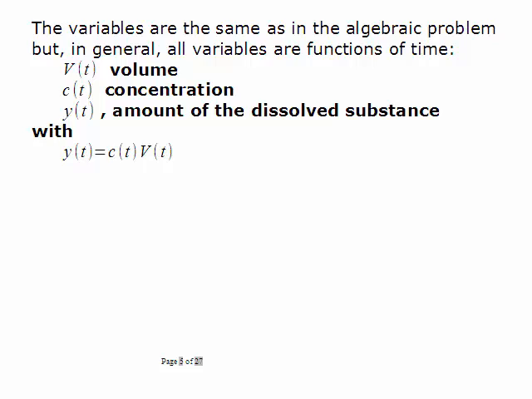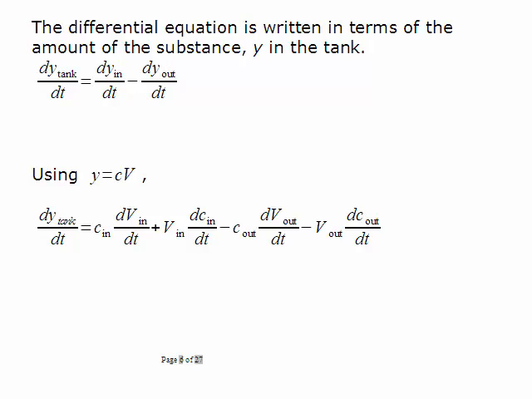So for the differential equations, we're going to have the same variables, only they're going to be functions of time. Volume is a function of time, concentration, and the amount of dissolved substance. They're all functions of time now. So basically we have the idea that the rate of change of the amount of substance in the tank equals the amount that's put in, minus dy by dt, the amount that's going out. Just sort of a continuity equation there on the amount of the substance, or the rate of change of the amount of the substance.